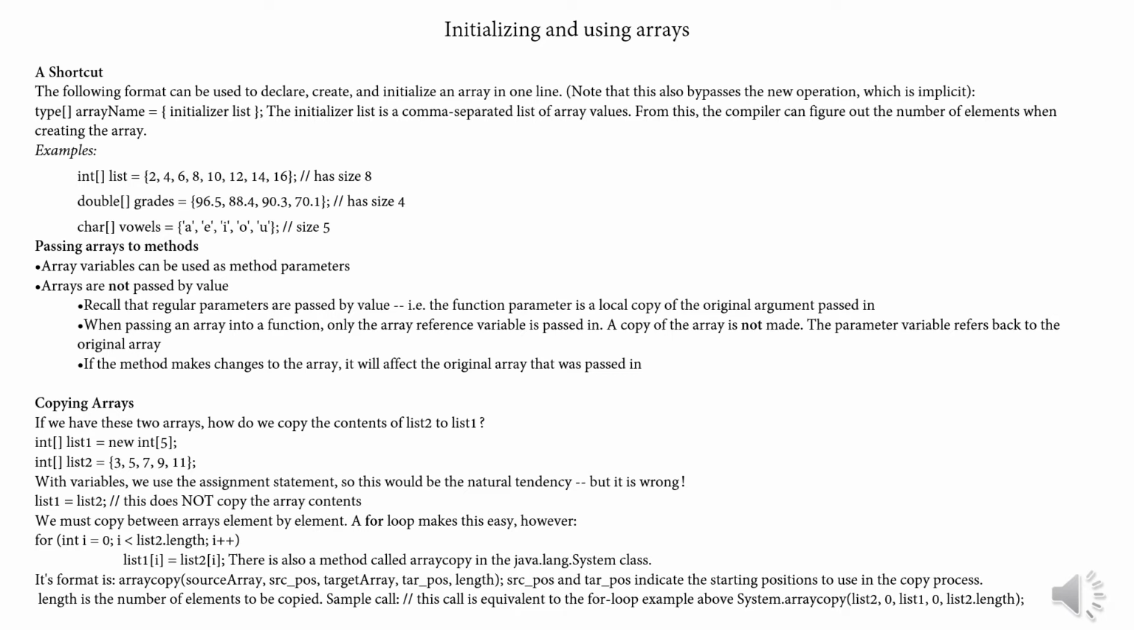Then we have double grades, and as you see here, there are 4 grades in this array: 96.5, 88.4, and so on. Or char vowels, where we have 5 elements in this array. So this is another way to initialize an array.